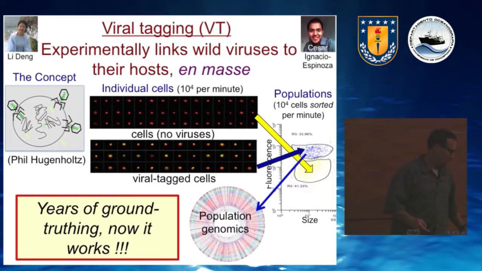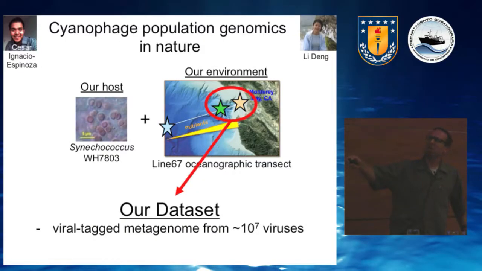So what did we do with that? We went out to an oceanographic transect called Line 67, starting from Monterey. It's a beautiful nutrient gradient. And we just asked what viruses infect this Synechococcus host, using viral metagenomics to screen about 10 to the 7th viruses. Anyone who's ever tried to isolate viruses, you don't want to isolate that many. That's a lot of work. So we did 10 to the 7th in 10 minutes.